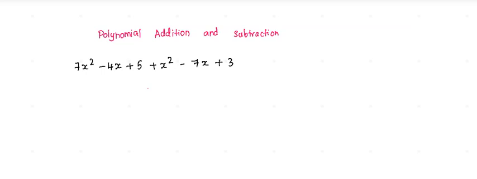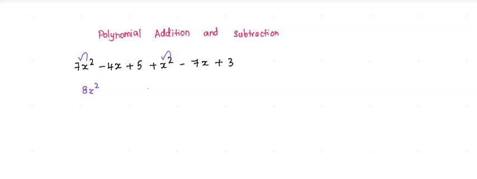So first let us look at the x squared terms. What are the x squared terms? 7x square and x square. 7 plus 1 is 8. Same way, if you add these two terms, 7 plus 1 is 8. So 7x square plus x square is 8x square.